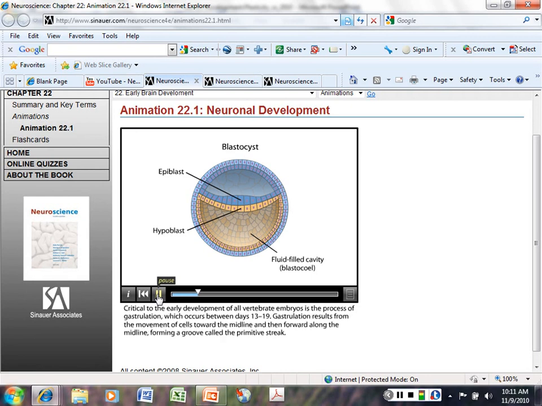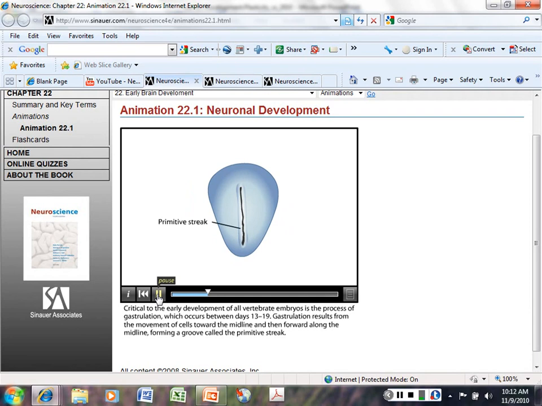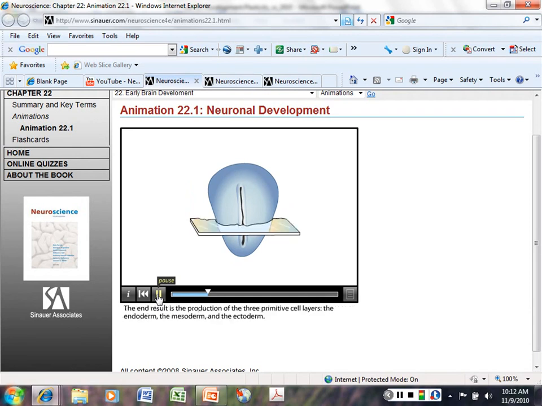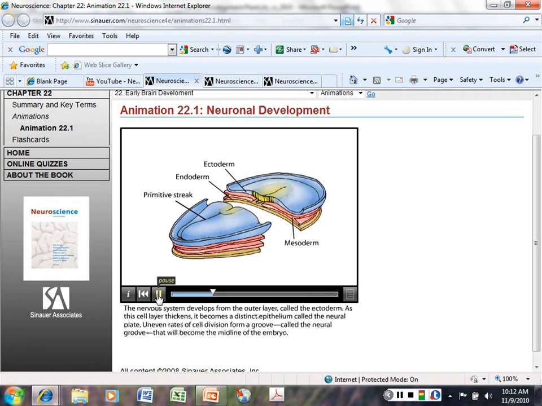Critical to the early development of all vertebrate embryos is the process of gastrulation, which occurs between days 13 and 19. Gastrulation results from the movement of cells toward the midline and then forward along the midline, forming a groove called the primitive streak. The end result is the production of the three primitive cell layers, the endoderm, the mesoderm, and the ectoderm. The nervous system develops from the outer layer, called the ectoderm.